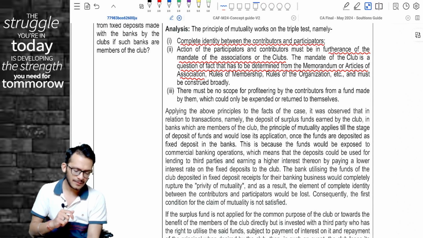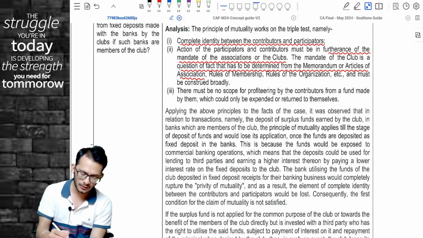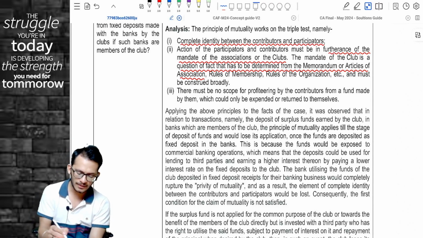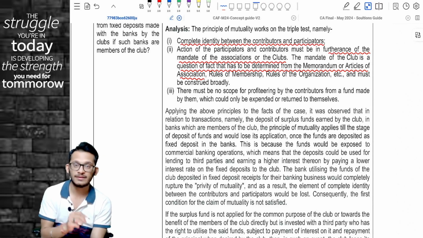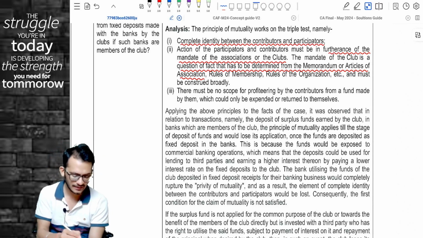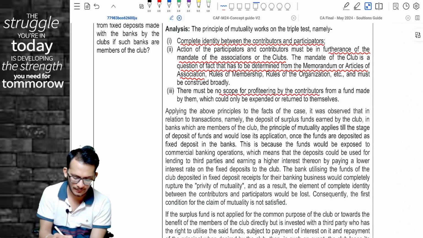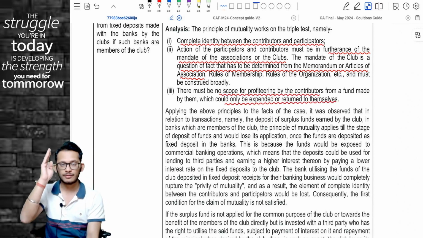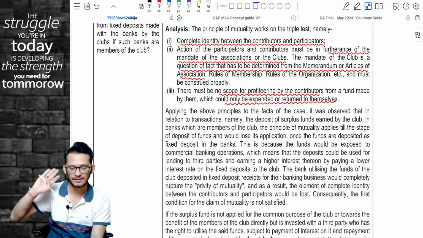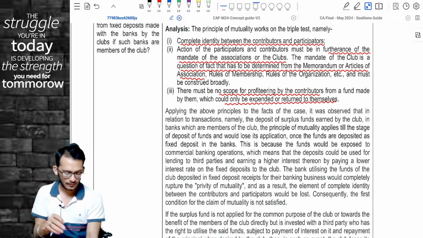Third, there must be no scope for profiteering by the contributors from a fund made by them which could only be expended or returned to themselves. Now this is the most important part. There should be no scope for profiteering by the contributors. So there should not be any profit element when you do a transaction with your contributors.